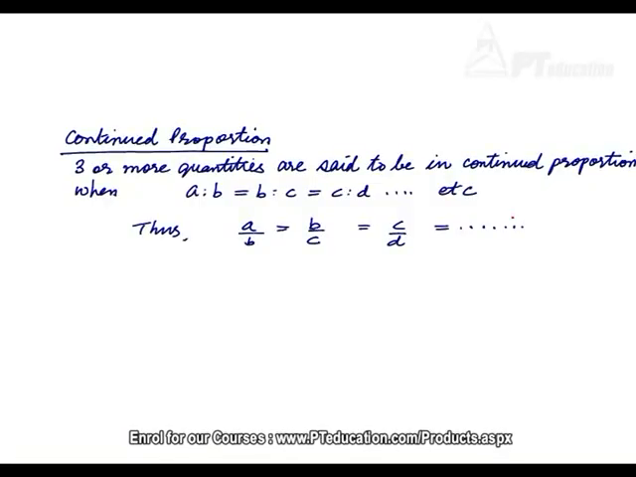I hope that these basic definitions are very clear. Three or more quantities are said to be in continued proportion when A is to B is equal to B is to C is equal to C is to D, etc. Thus, A by B is equal to B by C is equal to C by D is equal to etc. So this is the definition of continued proportion.